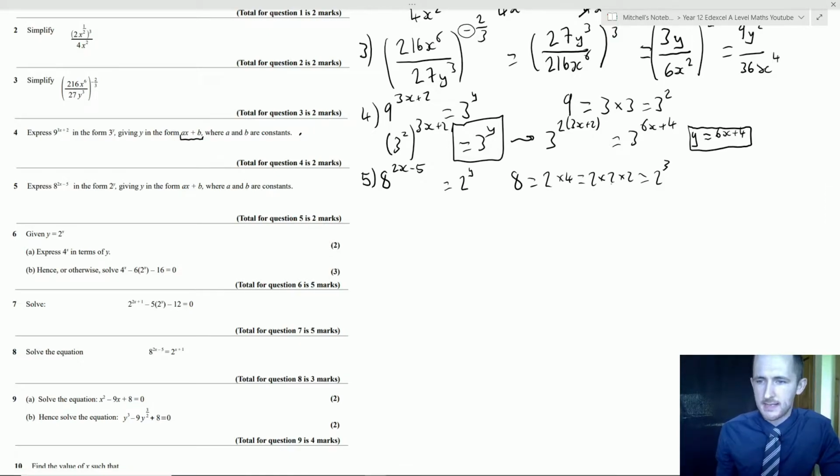So again, using the exact same logic I did in the previous part, I'm going to do 2 to the power of 3. And all of that is to the power of 2x minus 5. That equals 2 to the power of 3 times 2x minus 5.